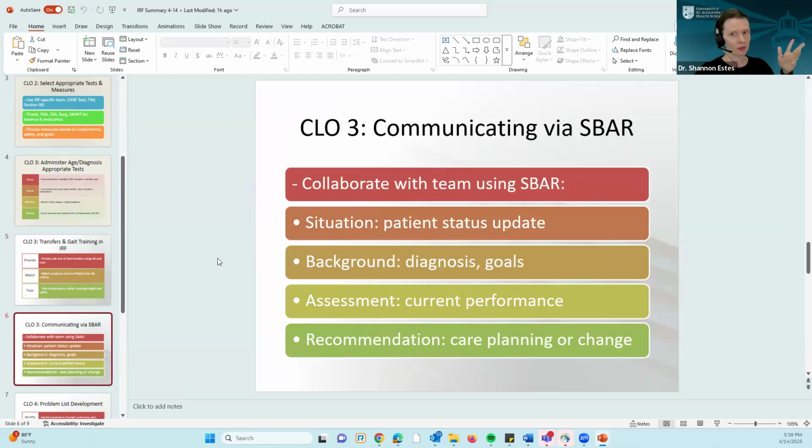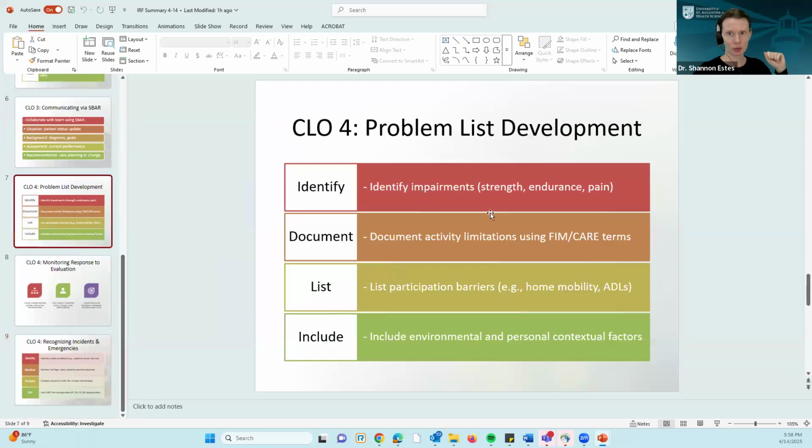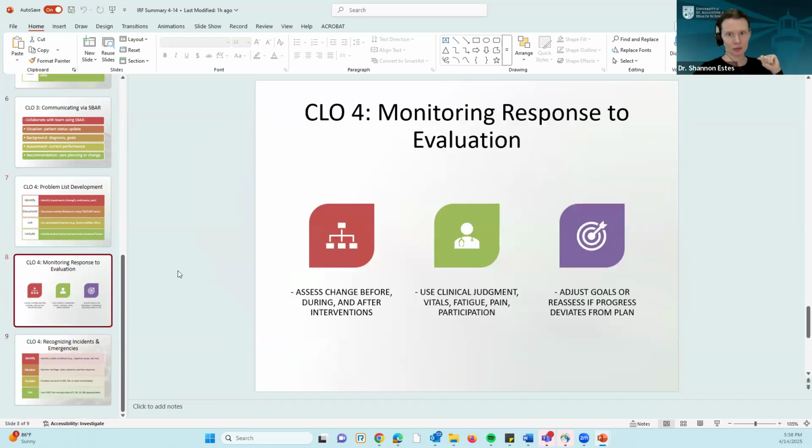SBAR, good collaboration communication tool. Your problem list, same thing. You're developing in the same ways that you did in all your settings prior. Okay. Monitoring your response, assessing the change before, during, and after your activity. Take all the vitals before, monitor them throughout, and then take them after. And that's going to give you a picture of what happened with this patient.